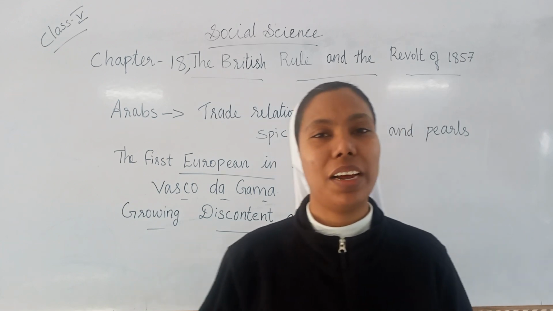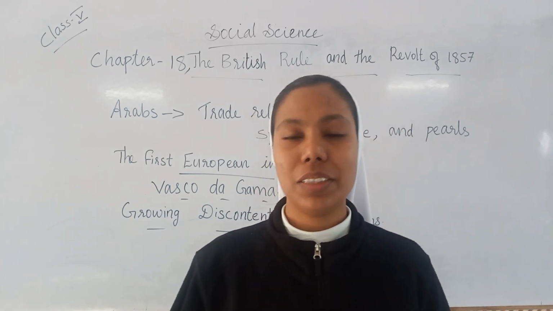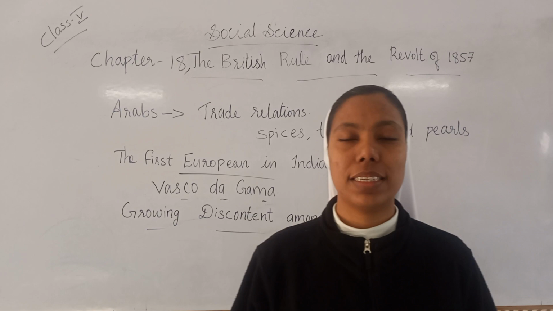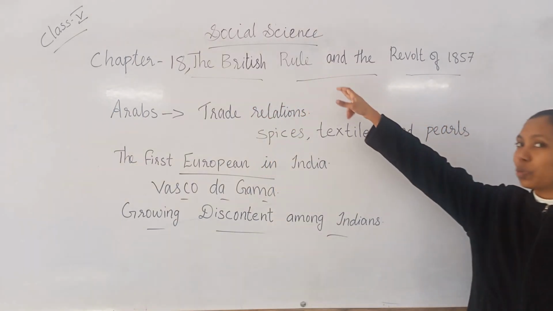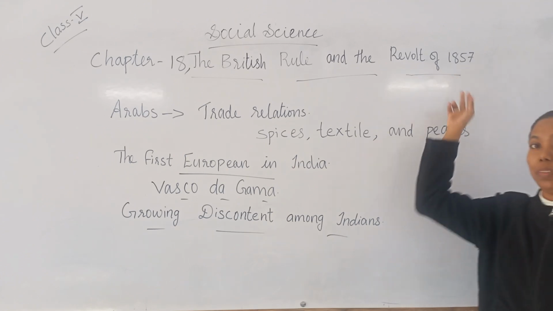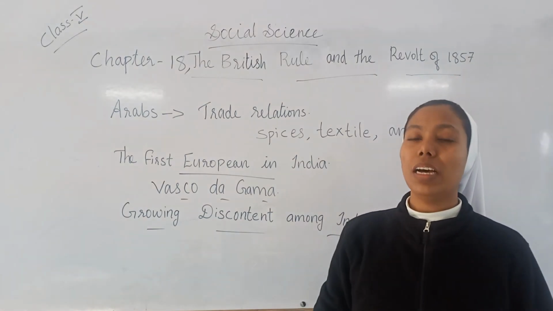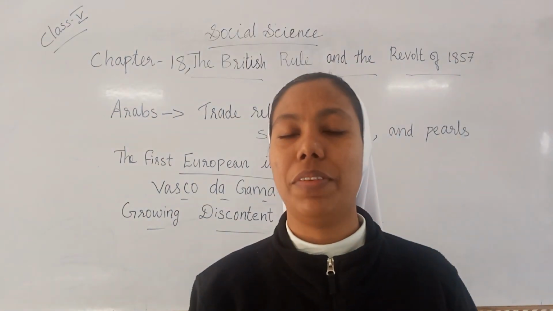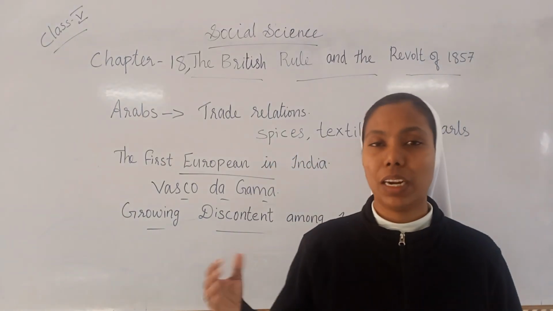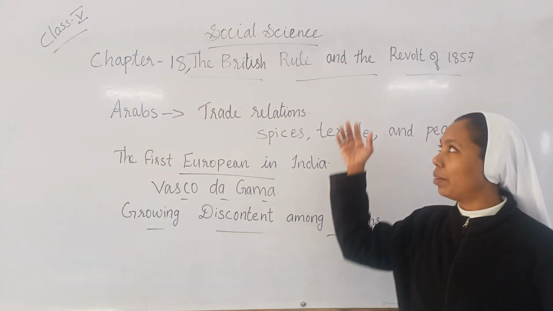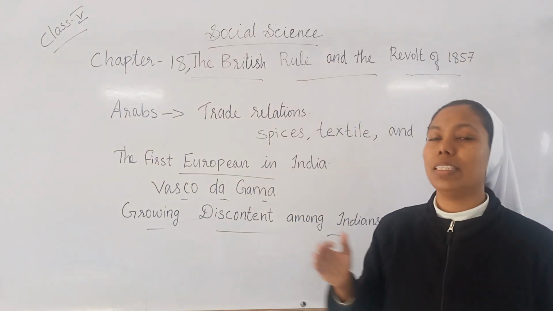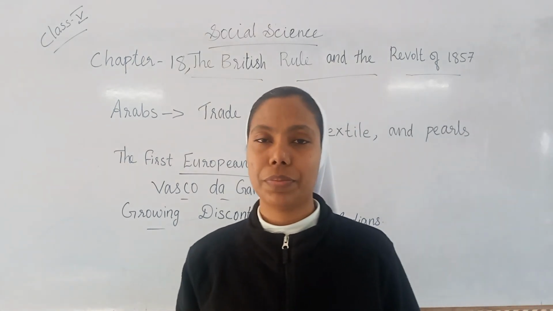As we know, we are having our online classes, and today let us start our social science class. Today let us learn chapter 18, the British rule and the revolt of 1857. How the British were ruling in India, and how the revolt took place in 1857, this we will discuss in this chapter.